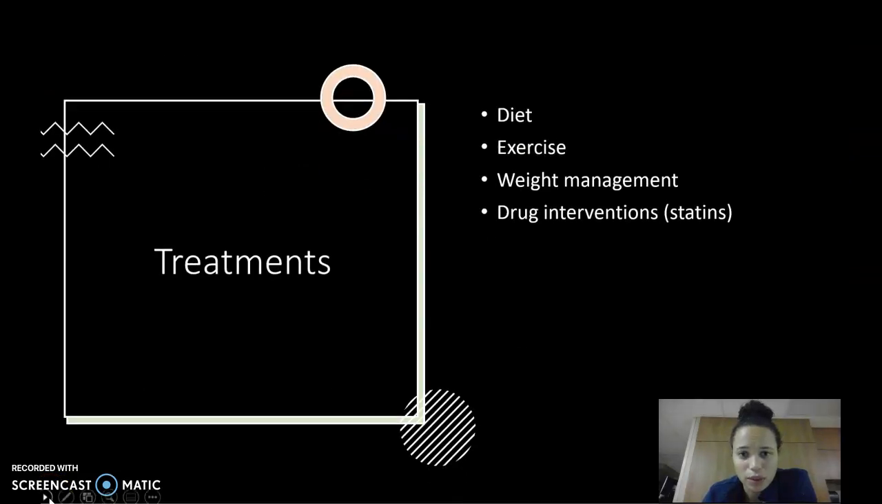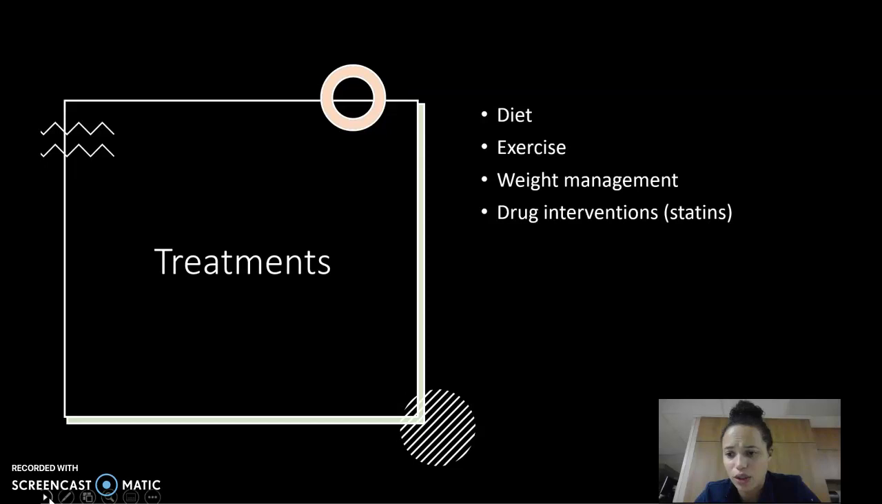So what are some of the treatments? The first three are usually your first line of treatment, and that's dieting. You don't want to have red meats and dairy usually because that can increase the level of LDL in your body, and you should stay away from trans fat and a lot of processed foods.